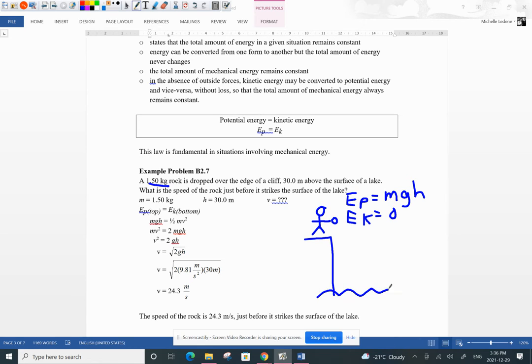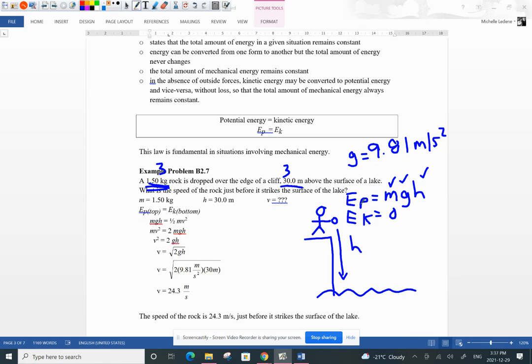So I'm about to drop this. It's going to drop into the water. I know the height, 30 meters above the surface of the lake. I know the mass of the rock. It's 1.5 kilograms, 3 sig digs there, 3 sig digs there. I always know gravity. We are on Earth. Gravity is 9.81 meters per second squared. That's in your data booklet. g is the acceleration due to gravity.